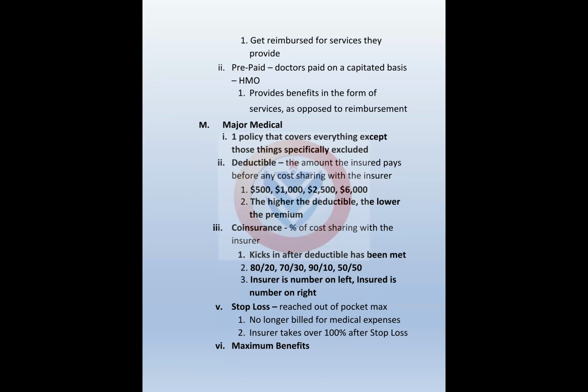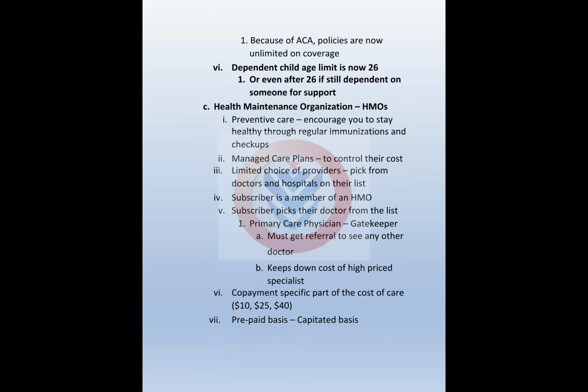As far as maximum benefits go, it used to be that major medical policies had a point where they would quit paying, like $1 million or $2 million. But because of the Affordable Care Act, major medical policies are now unlimited on their coverage. They don't ever quit paying. Also, because of the Affordable Care Act, the dependent child age limit is now 26. So dependent children can stay on their parents' plan up to age 26, or even after 26 if they're still dependent upon somebody for support.